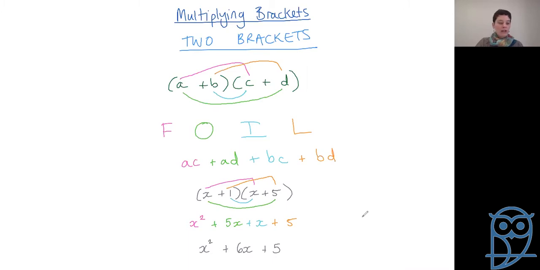So let's run through a couple different situations just to make sure we're all on the same page and everybody is happy with multiplying out two brackets. So we're going to do x minus 3, x plus 2. What happens when we expand this expression? So x times x is x squared. Outer, x times plus 2 gives us plus 2x.